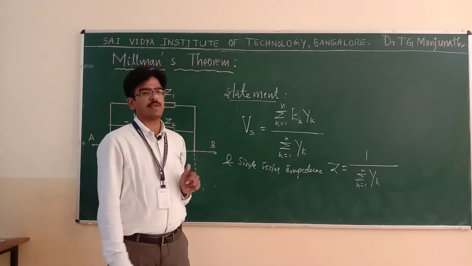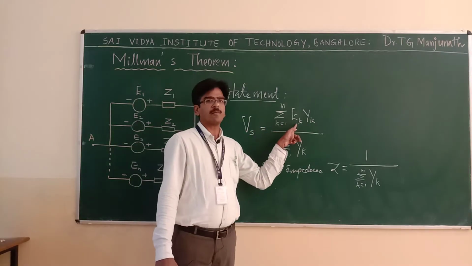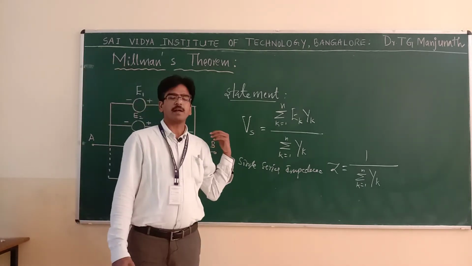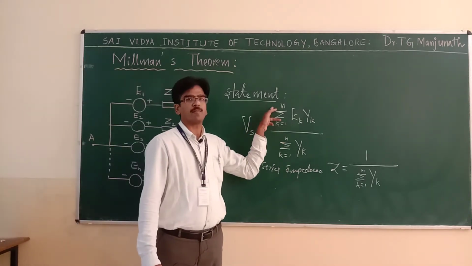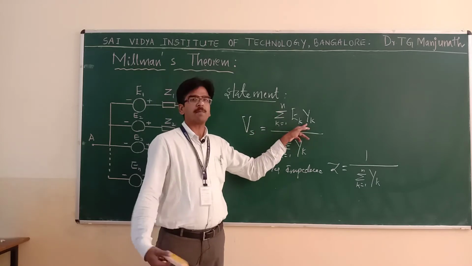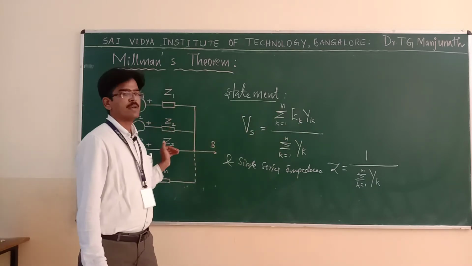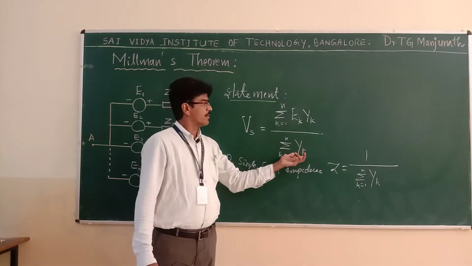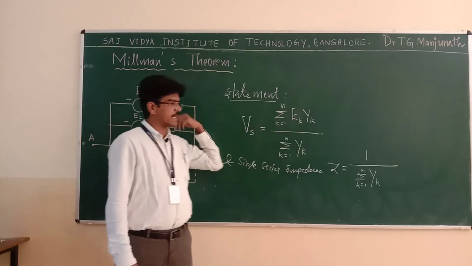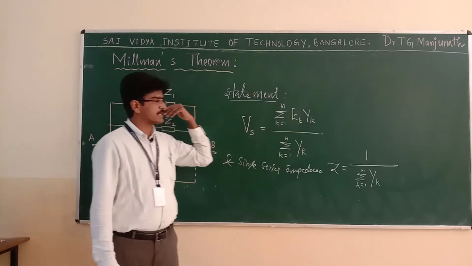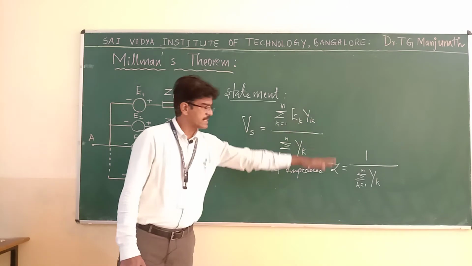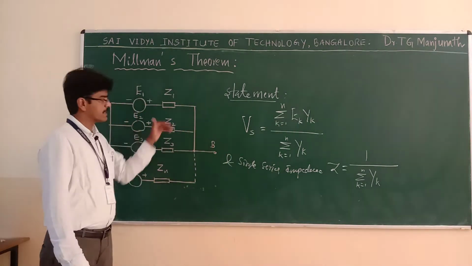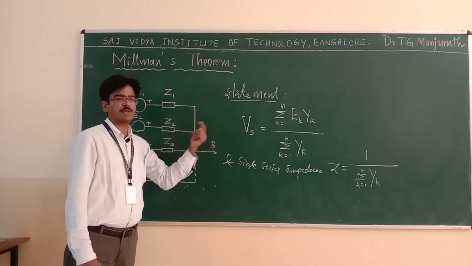This is the statement of the theorem, where E represents the voltage sources in the network, which varies from 1 to n, and Y represents the admittance of each voltage source. So, let us now prove this theorem by considering the same network.